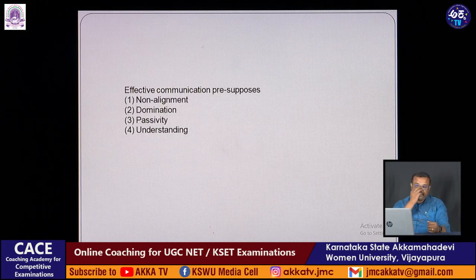And the next one is, effective communication presupposes non-alignment. No, it is not non-alignment. Domination, we never support domination. Passivity will not support. So, for effective communication to happen, there has to be understanding. So, the correct answer is the fourth one, understanding.